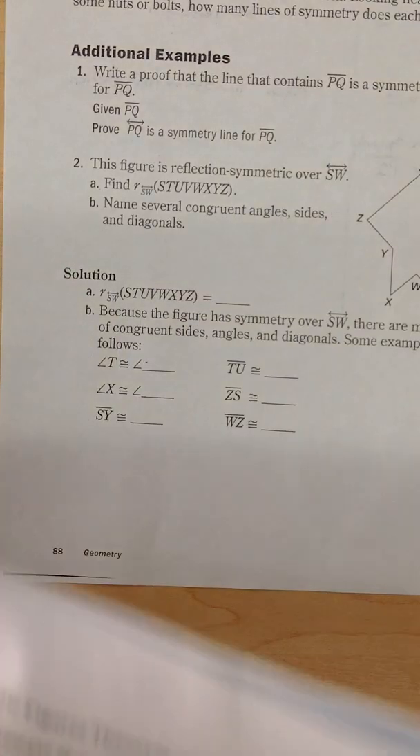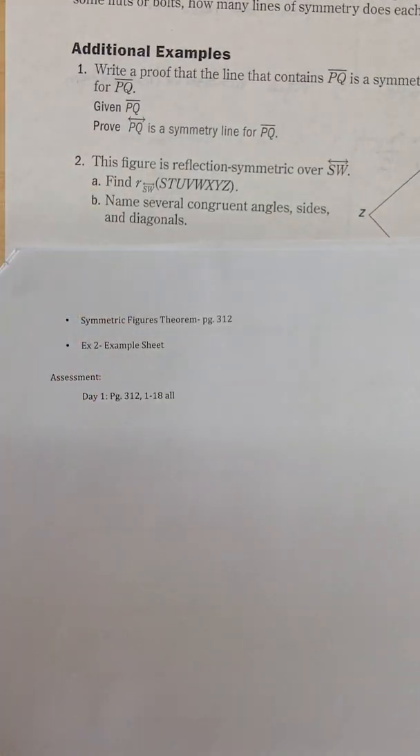Alright, next thing here, we've got symmetric figures theorem on page 312. So that says if a figure is symmetric, then any pair of corresponding parts is congruent. Okay, so that's kind of like what we've talked about with reflections before. So if we take some shape and flip it over, then the parts match up. Same thing works with symmetry.